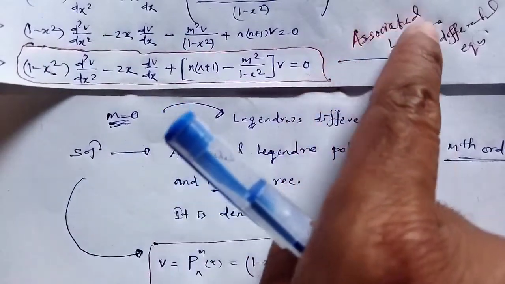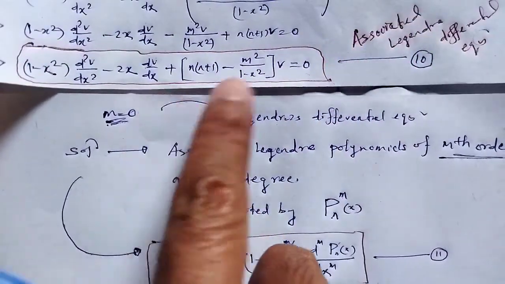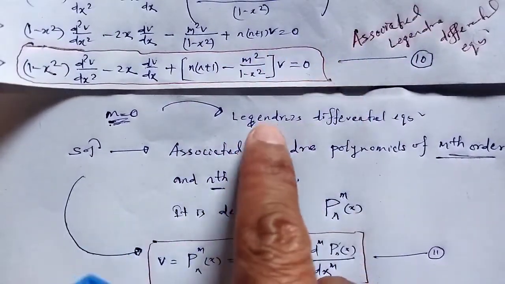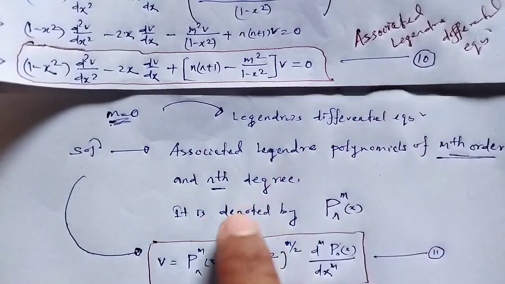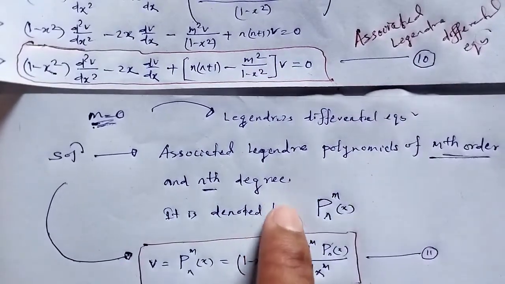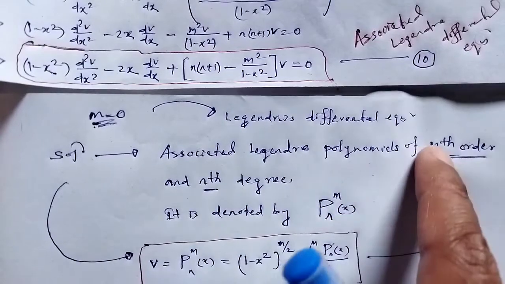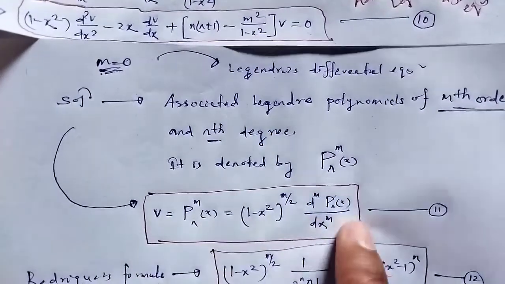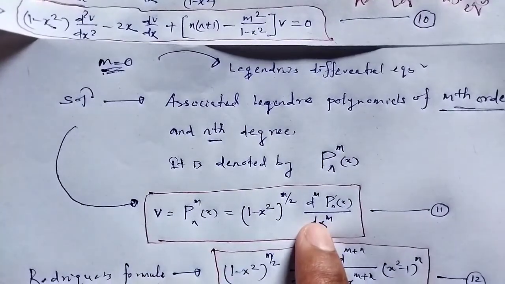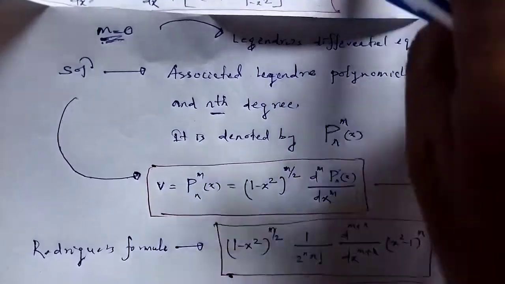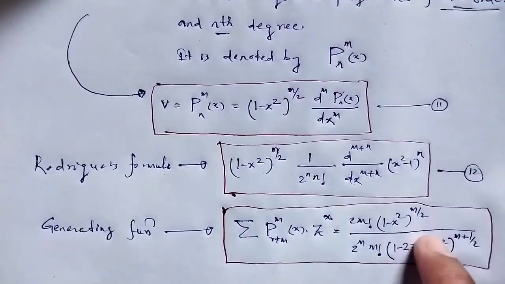This form is the associated Legendre differential equation. When we implement m is equal to 0, then that changes to the differential equation of Legendre. Its solution is written as P_n^m(x), that is mth order and nth degree, that is the representation of the solution of that of associated Legendre differential equation, and its Rodriguez formula and its generating function.